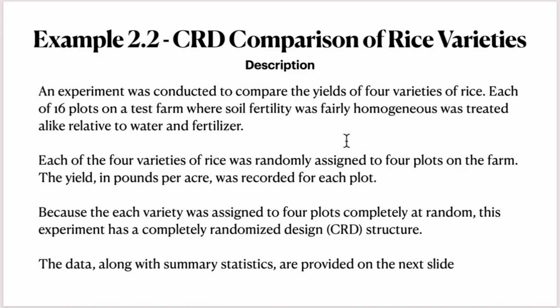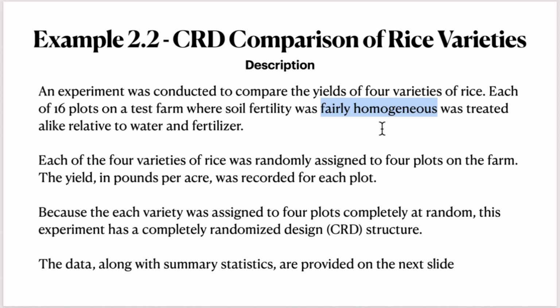Now, notice also that in the statement of the problem, it says that on this test farm, soil fertility across the plots used in the experiment is fairly homogeneous. All right, and that's an important consideration. A completely randomized design is appropriate when the experimental units that you're using in the experiment are homogeneous. If the experimental units are not homogeneous for some reason, and in particular, if you can identify the reason that they are not homogeneous, then you should probably not use a completely randomized design.